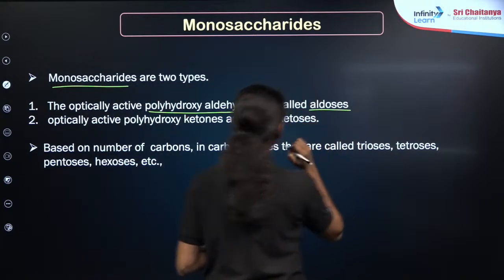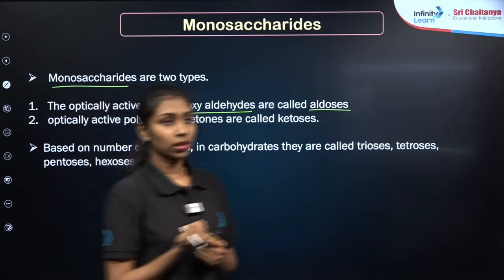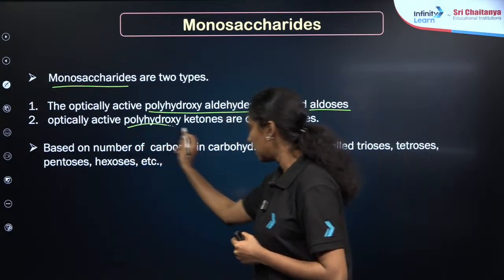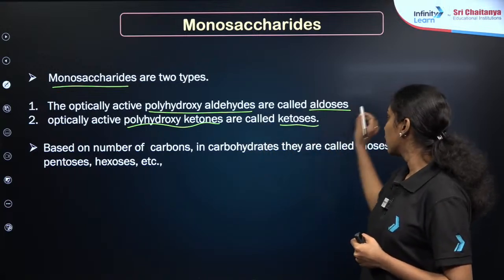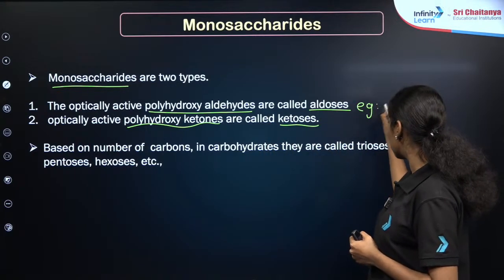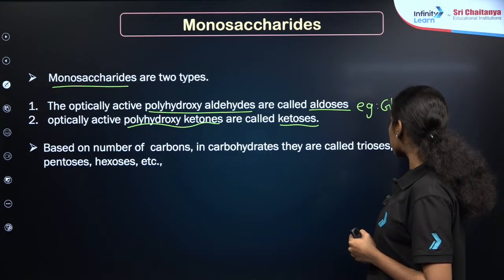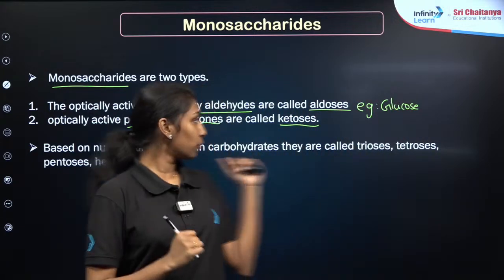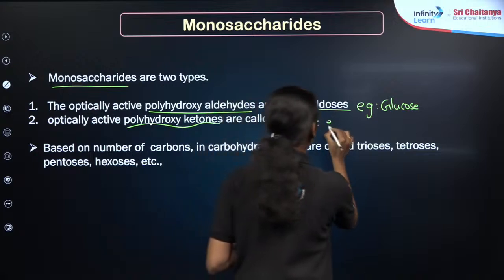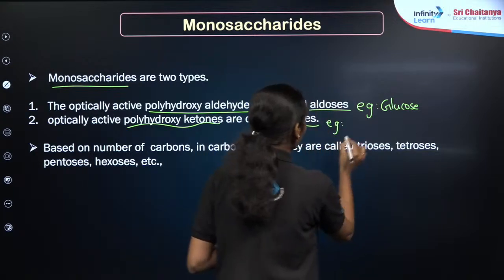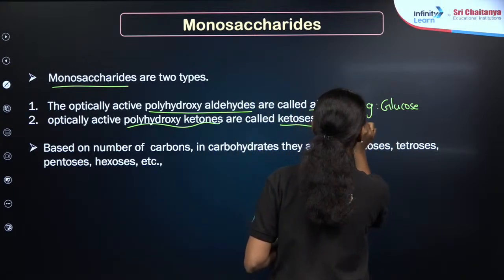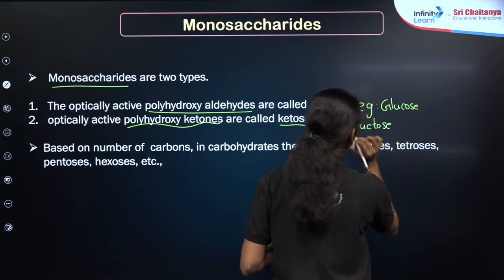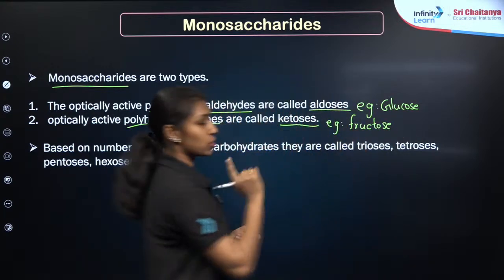Aldose stands for aldehyde, right? Then what about the ketone group? If they contain optically active polyhydroxy ketone groups, they are known as ketoses. For example, I am taking glucose. If you look at the structure of glucose, you can see that there is an aldehyde group present. Similarly, in the case of fructose, you can see a keto group along with the polyhydroxy groups. It contains a polyhydroxy keto group, so it is known as a ketose. Clear?